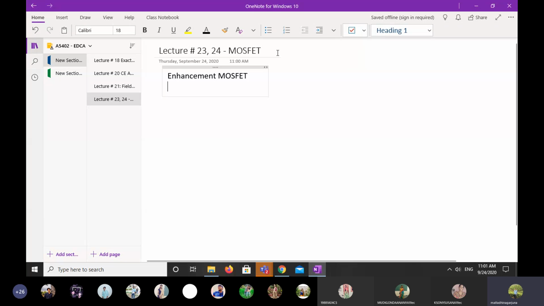What is another name for the MOSFET? IGFET: metal oxide semiconductor field effect transistor, or insulated gate field effect transistor. MOSFET or enhancement MOSFET or IGFET. Another name for this enhancement MOSFET is eMOSFET.